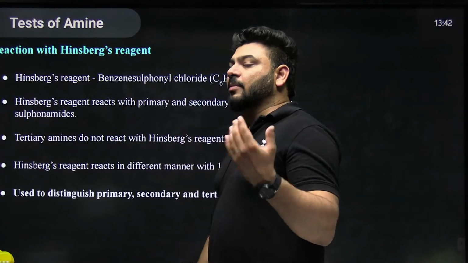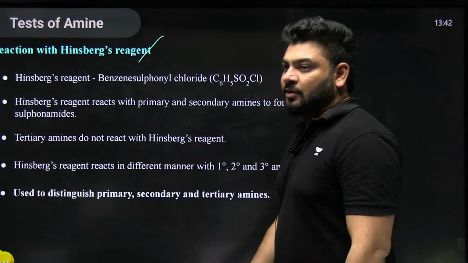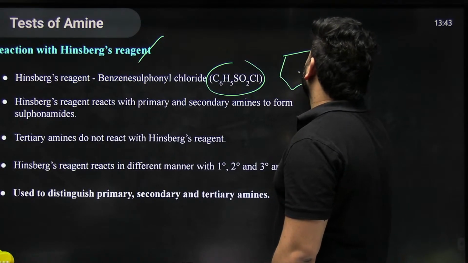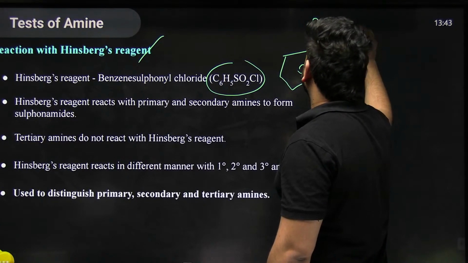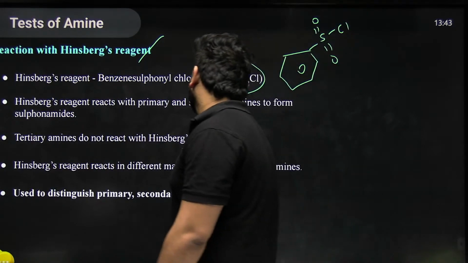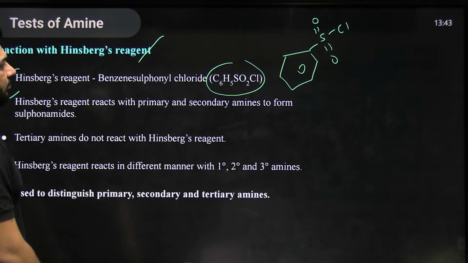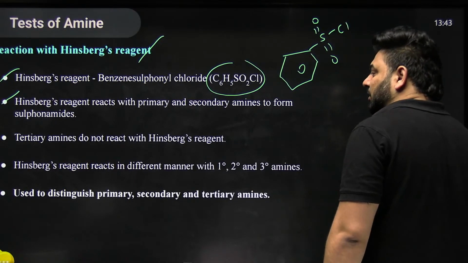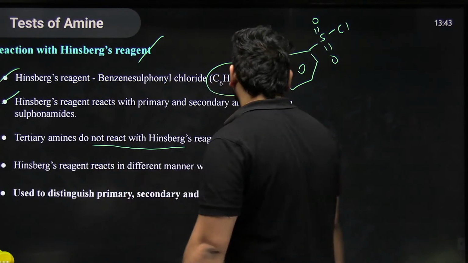Where can you determine primary, secondary, aliphatic, aromatic amines? So we have the first reaction called the Hinsberg reagent, which is benzene sulfonyl chloride. That is, this is your benzene with sulfonyl chloride. It can react with primary and secondary amines, but tertiary cannot react with this. And this reagent can be used to detect primary, secondary, and tertiary amines mostly.